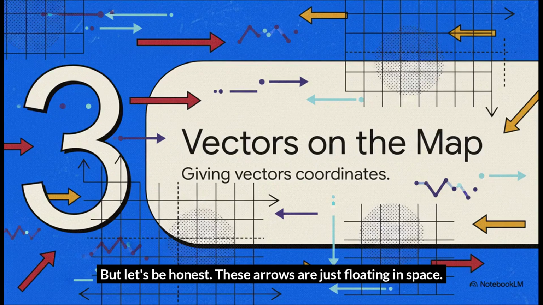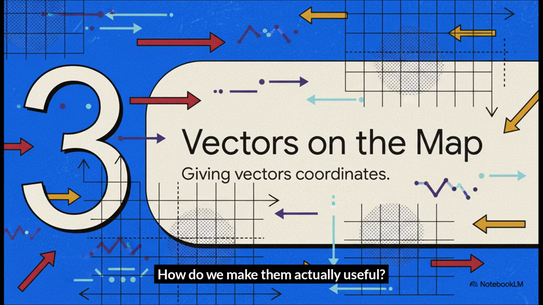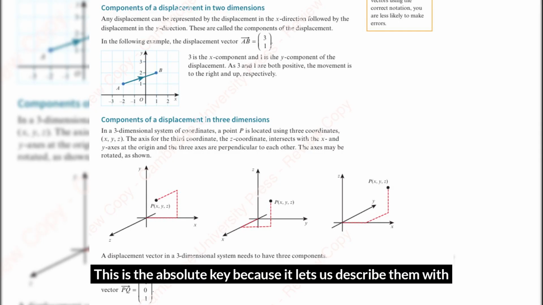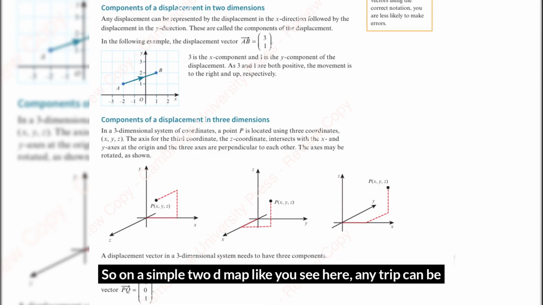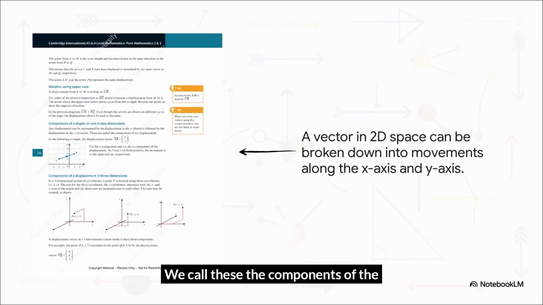But let's be honest, these arrows are just floating in space. How do we make them actually useful? Well, we put them on a map, a coordinate system. This is the absolute key, because it lets us describe them with actual concrete numbers. So on a simple 2D map like you see here, any trip can be broken down into just two parts: how far you go sideways along the x-axis and how far you go up or down along the y-axis. We call these the components of the vector, and this idea is super powerful.